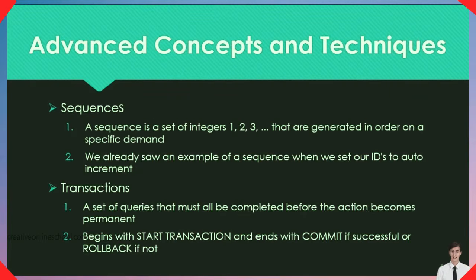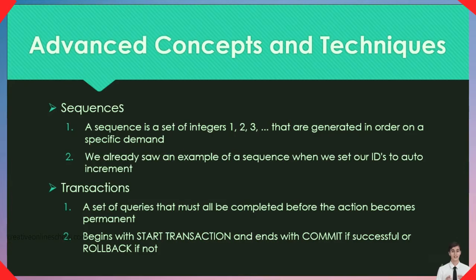Hello, and welcome to the last video in this lesson. In this video, we're going to cover sequences and transactions. A sequence is a set of integers, such as 1, 2, 3, that are generated in order on a specific demand. We already saw an example of sequences when we set our IDs to auto-increment in our tables. They go up by 1 automatically. That is in fact the most common type of sequence. A transaction is a set of queries that must all be completed before the action becomes permanent.